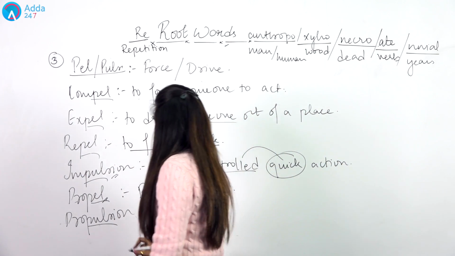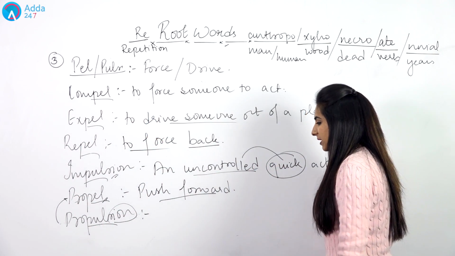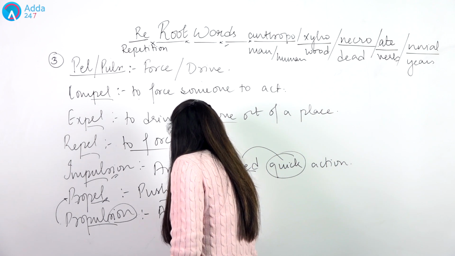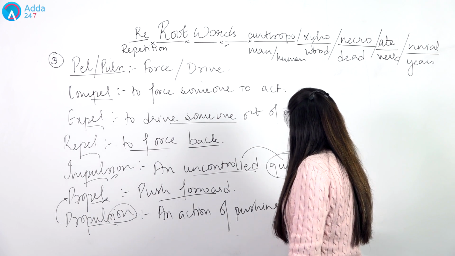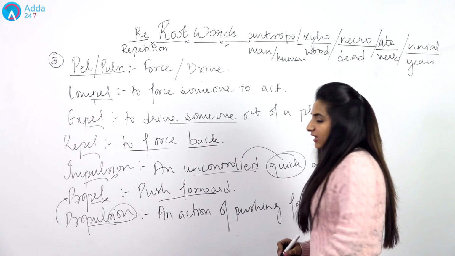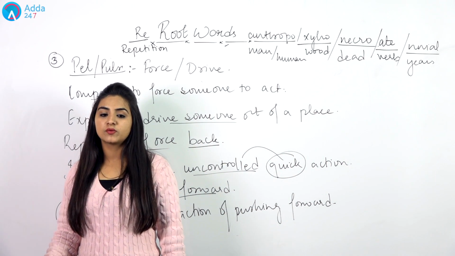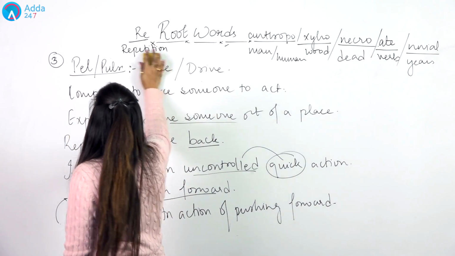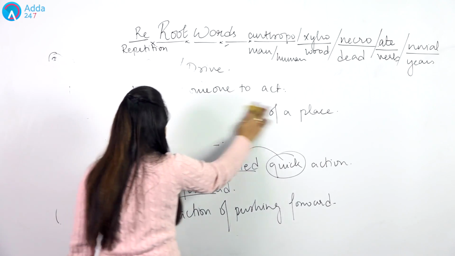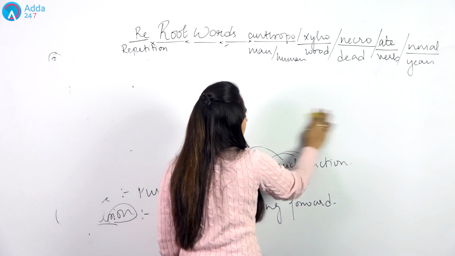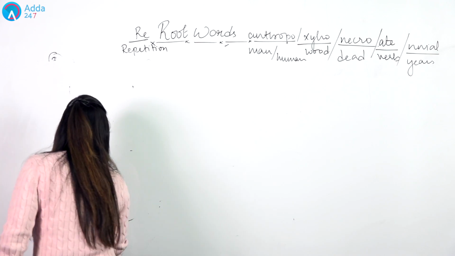Next is propulsion. Now propulsion is a noun to propel. Propel is a verb. Propulsion is a noun to propel. Propulsion means an action of pushing forward. The action of pushing forward, you are forcing somebody to do something for you, and that is what we mean by propulsion, right? Now, I hope you've understood the meaning of pel, pul and pulse easily, and you won't have any difficulty in answering any of the words that are associated to any of these root words.